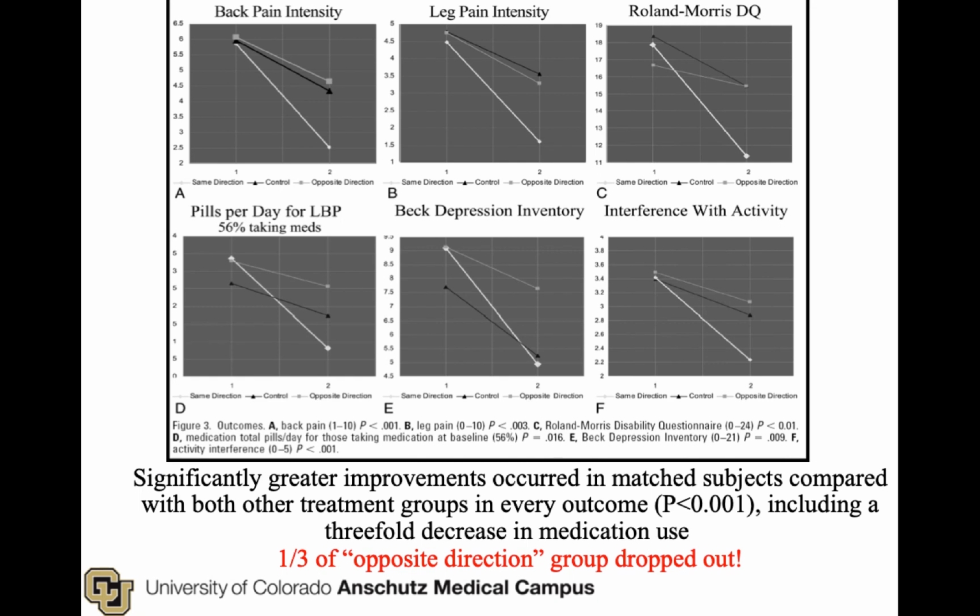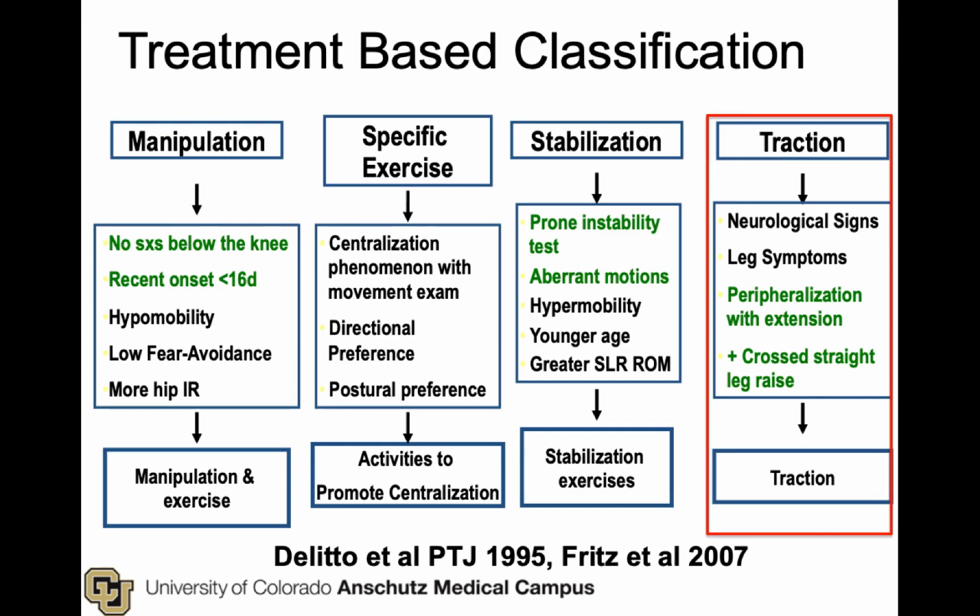Interestingly, in the individuals that were randomized to the range of motion exercise that was opposite their directional preference, 1/3 of those individuals dropped out. They said, this is making me worse, and I'm not going to continue to do this. So this clearly shows that giving patients exercise that match their directional preference can improve the outcomes.